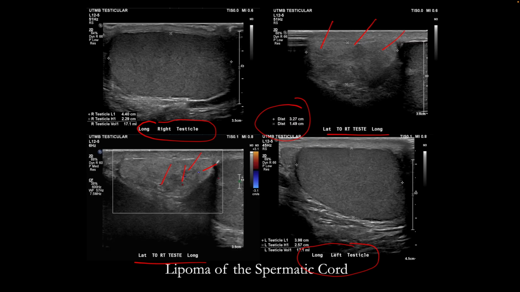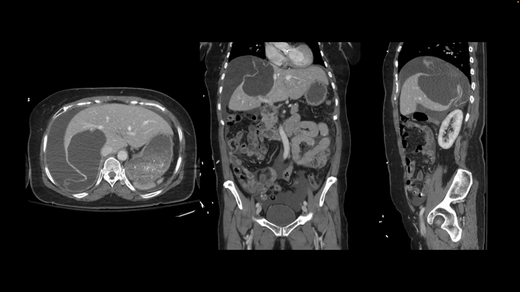This one turned out to be a lipoma of the spermatic cord, a very common tumor that arises from the spermatic cord. Lipomas are hyperechoic on ultrasound, and this is outside the testis but inside the scrotum.